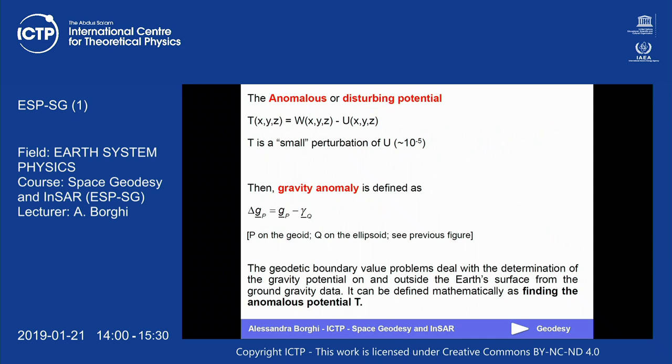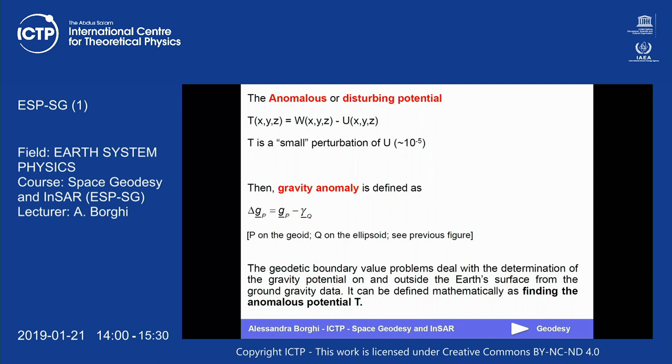Now we are going to introduce some quantities, because if you read some papers on geodesy, on gravity, you find this definition. We call anomalous or disturbing potential the difference between the potential W, which you remember is the true gravity potential, and U, a normal potential, a potential due to the ellipsoid. We have an ellipsoid with given parameters. We can compute what the gravity potential of this ellipsoid is. The difference between these two quantities is called the anomalous or disturbing potential, between the true potential and the mathematical definition due to a given ellipsoid.